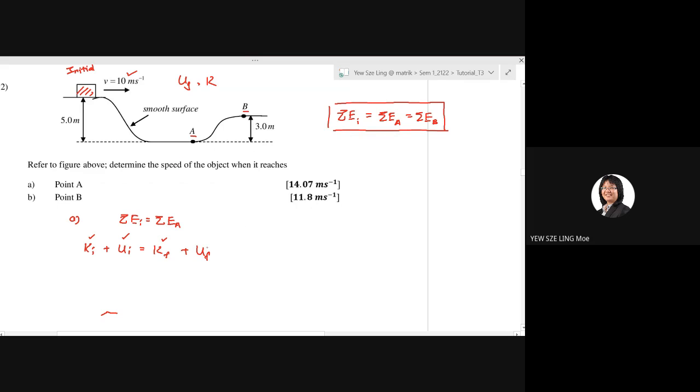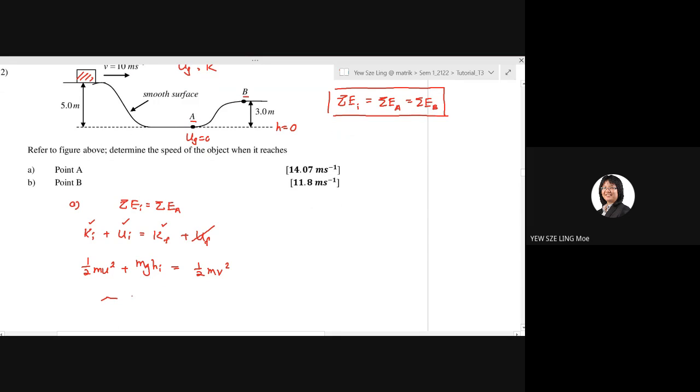But the U final, you can cancel it out. Why? Because at point A, I'm taking the ground as h equals 0 again. So at point A, h equals 0, so UG is equal to 0. Now let us expand the equation. K initial, 1/2 mu squared, plus mgh initial, equals 1/2 mv squared. So that is our equation.